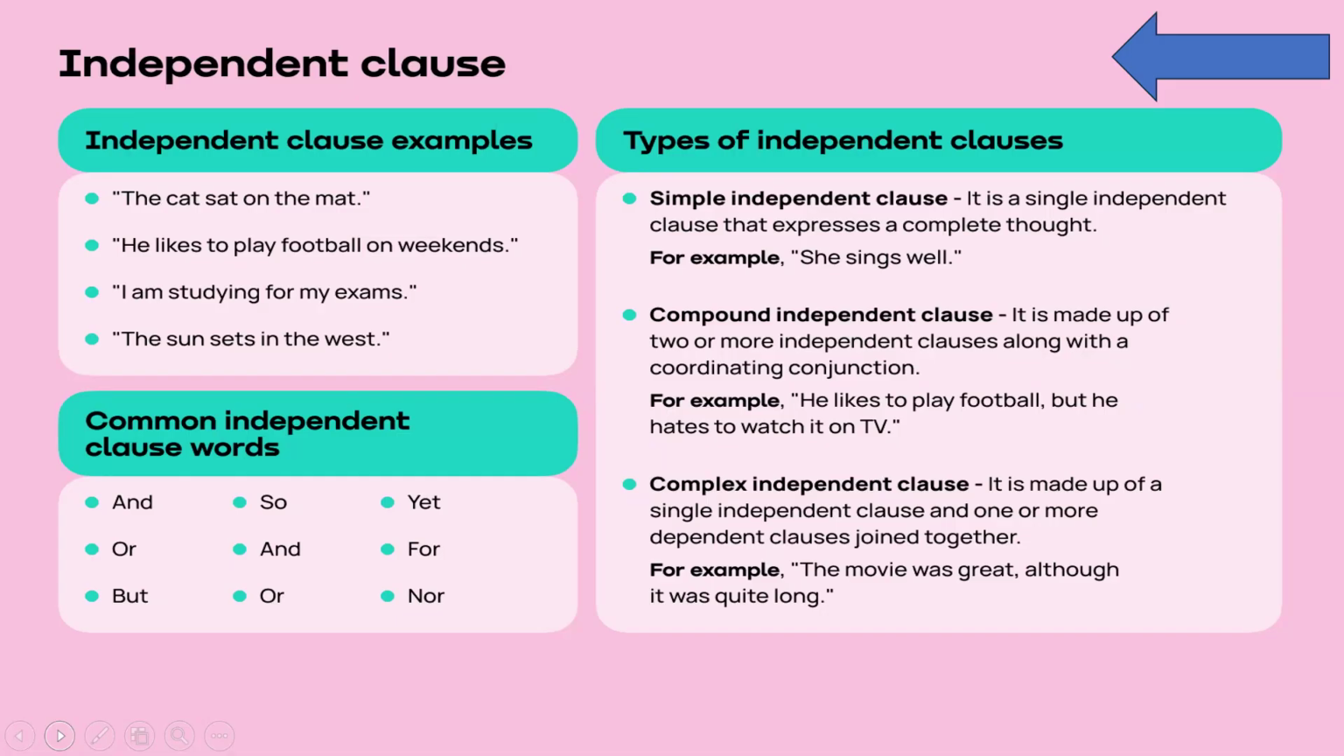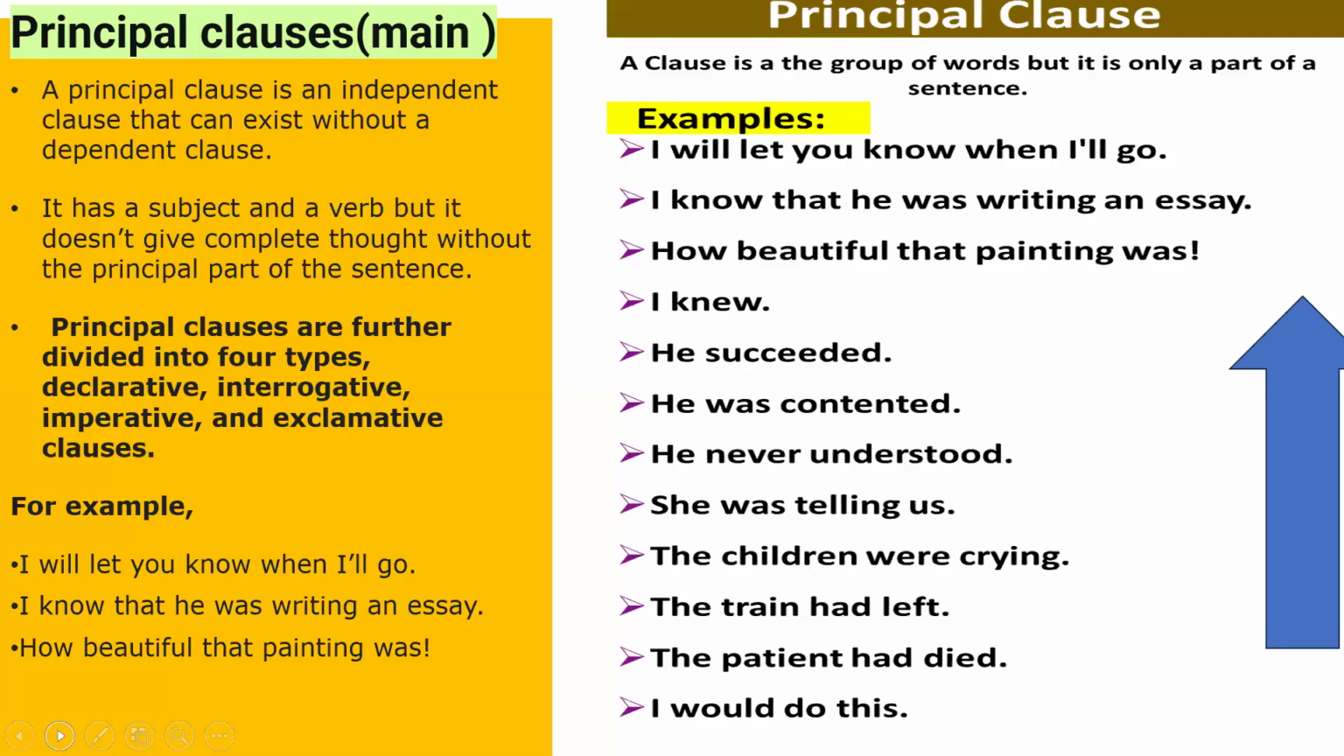Complex, always remember, means there are complex things: one independent, one dependent. Compound means a combination of two independent clauses coordinated with a coordinating conjunction, C for compound, C for coordinating conjunction. Complex means one independent and one or more dependent clauses, which are joined with a subordinating conjunction or relative pronouns.